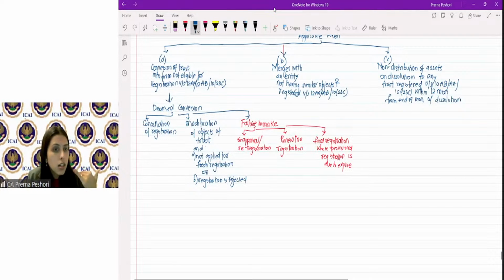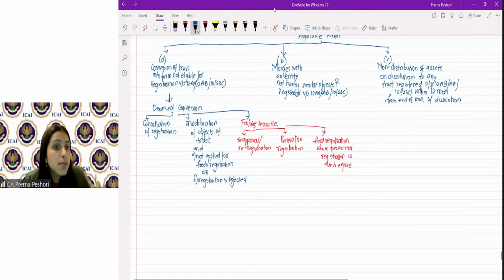So either when you are converting, where the registration is cancelled, where the modification of the objects is taking place, or where there is no fresh registration obtained, and where the renewal of the registration is not made, then in that particular case, you will have the exit tax. Secondly, where you are getting merged with an entity which does not have similar objects as yours, or is not registered under 10(23C) or 12A or 12AB. And thirdly, if you're winding up and you're not distributing the assets to any other charitable institution registered under 10(23C) or 12AB within 12 months from the date of dissolution. So first is conversion of the charitable trust into non-charitable. Second is merger. Third is the winding up.